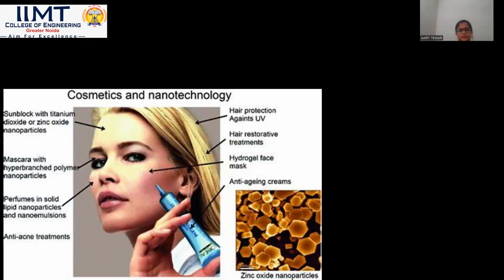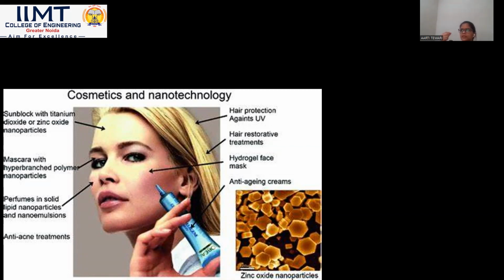Then we have the use of nanotechnology in cosmetics. So you can imagine that whatever cosmetics or external application we apply to our faces and all, we want the material to be absorbed faster and stay for a longer duration of time. You don't have to apply the material again and again. And that can only happen when it is absorbed properly into your skin.